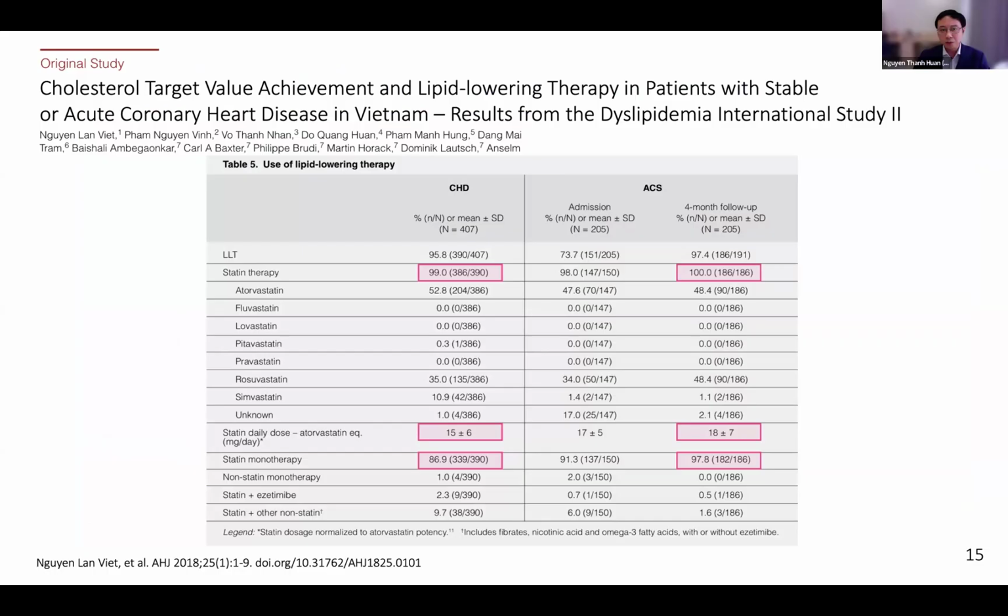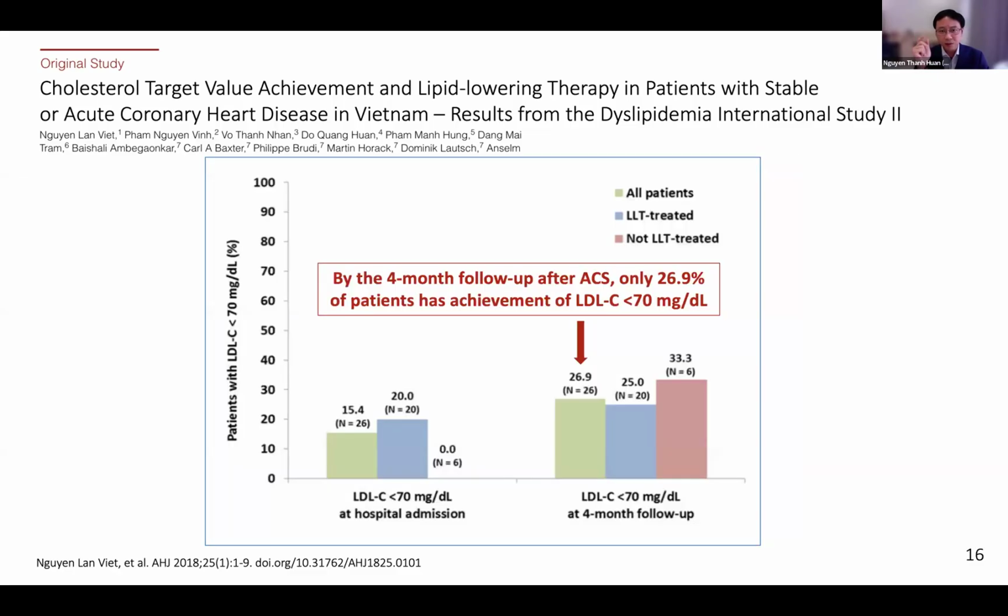This study includes not only chronic but also acute patients, with chronic and acute coronary syndrome. And you can see here, statins were used in nearly all cases. However, most patients were on statin monotherapy with a low or moderate dose of statin. So this may be the reason that at follow-up after acute coronary syndrome, only 27% of the patients achieved LDL cholesterol below 70 milligrams per deciliter.